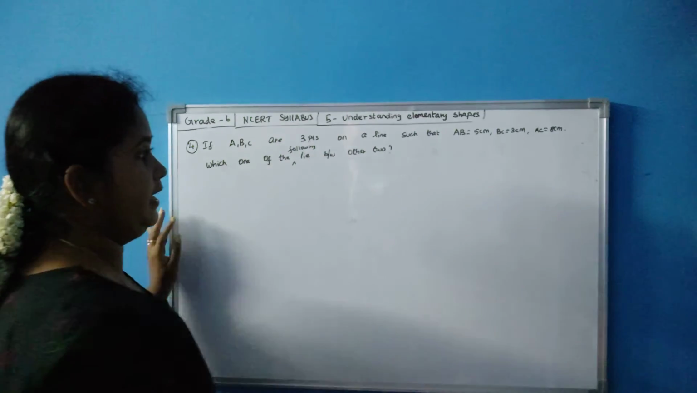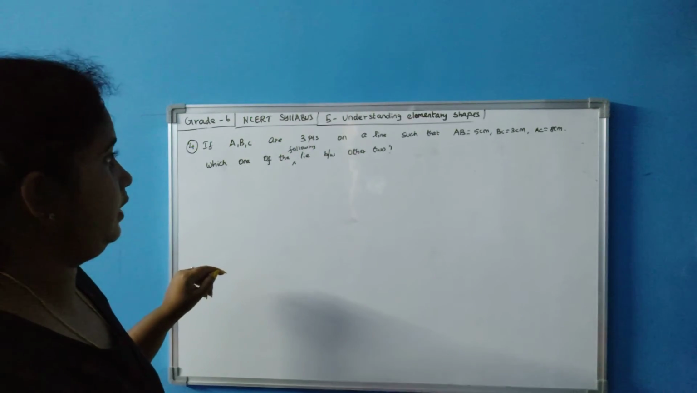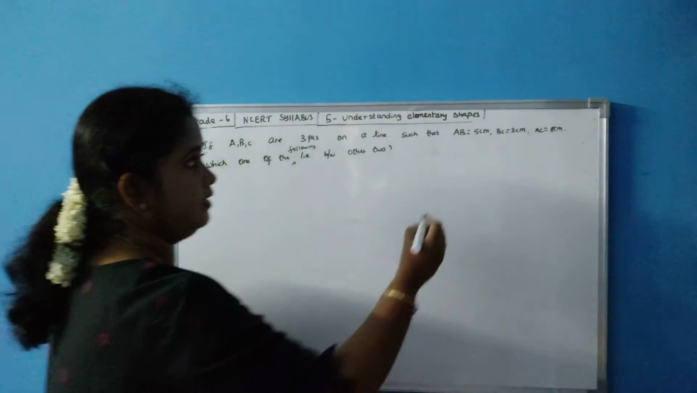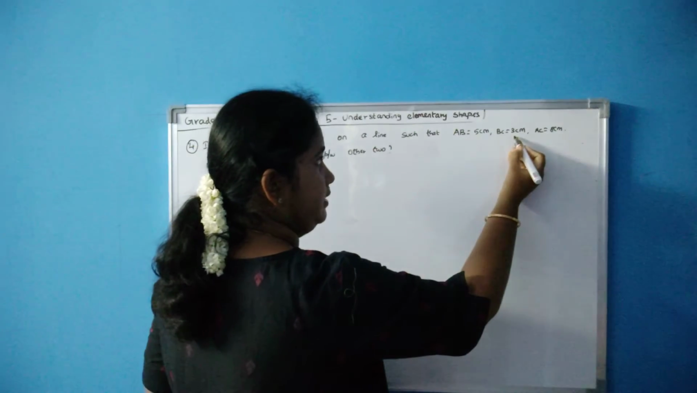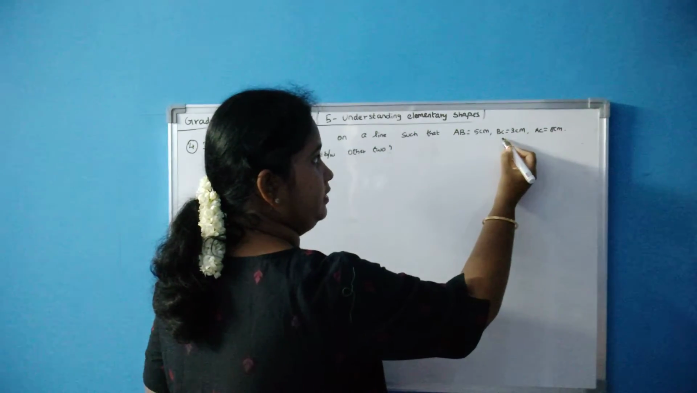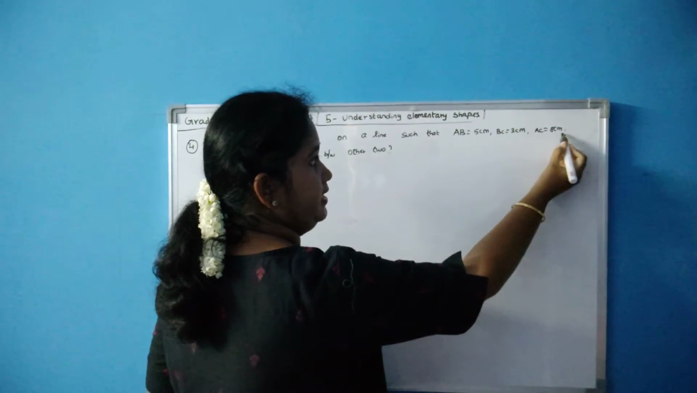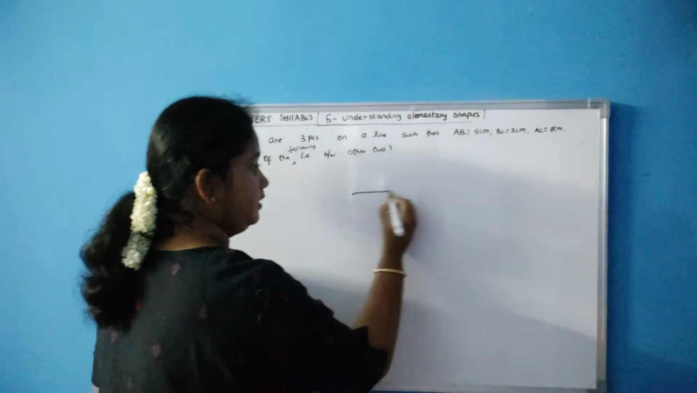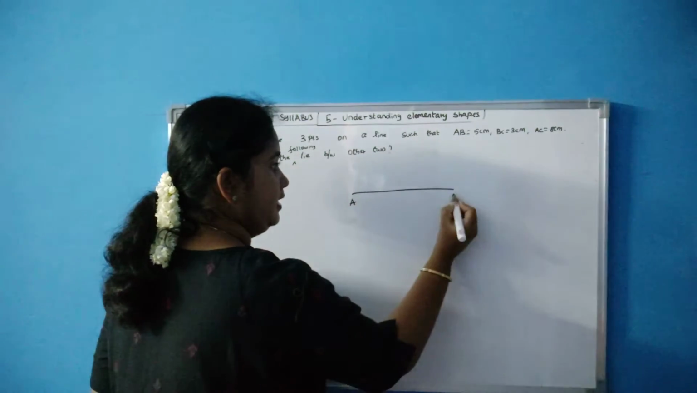Which one of the following lies between the other two? Okay, so they said AB is 5, BC is 3. Add AB and BC, you get 8 cm. So AC is 8 cm. So the longest, we are drawing a line of AC.